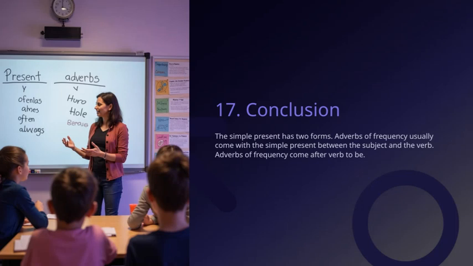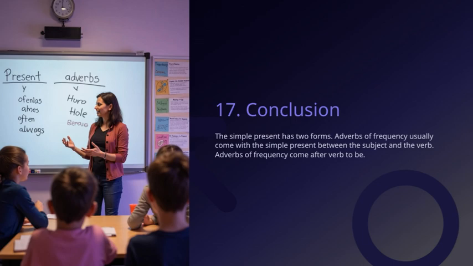Now let's wrap things up with slide 20. The simple present tense has two forms, and understanding these is key to using it correctly. First, when we talk about routines or habits, we usually use the simple present with adverbs of frequency. These adverbs, like always, never, often, or sometimes, typically come between the subject and the verb. For example, she always drinks coffee in the morning.